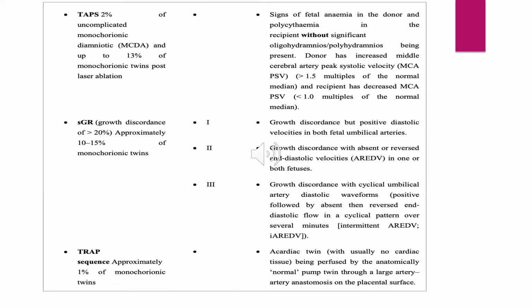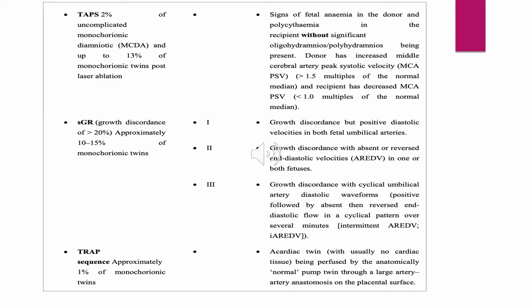Selective growth restriction or growth discordance is when the estimated fetal weight difference between both twins is more than 20%. Even if the estimated fetal weight of both of them is more than the 10th centile, there is still growth discordance, and it's still high risk for complications. Growth discordance can be calculated using the equation: estimated fetal weight of the larger twin minus estimated fetal weight of the smaller twin, divided by the estimated fetal weight of the larger twin, multiplied by 100.